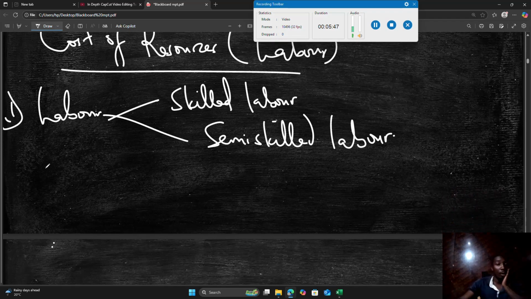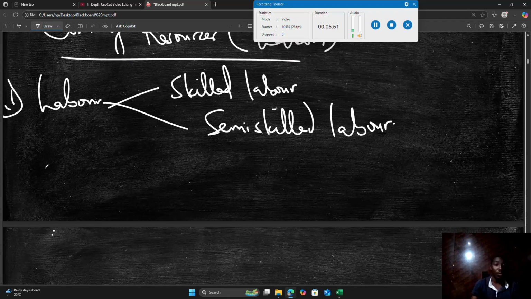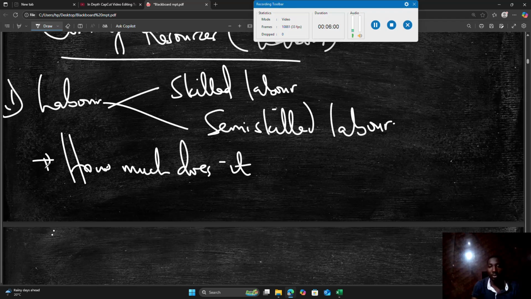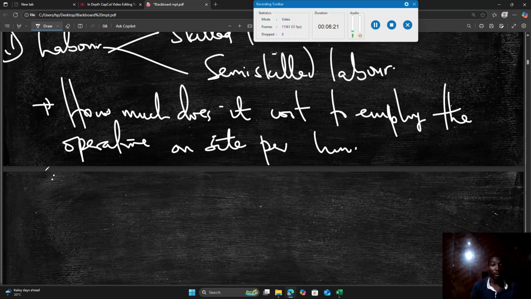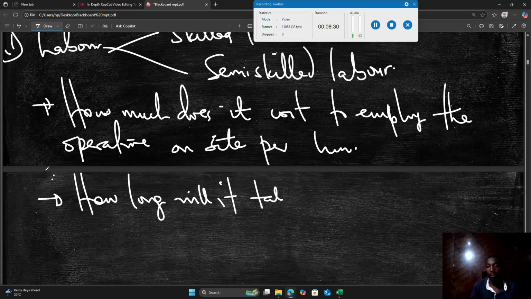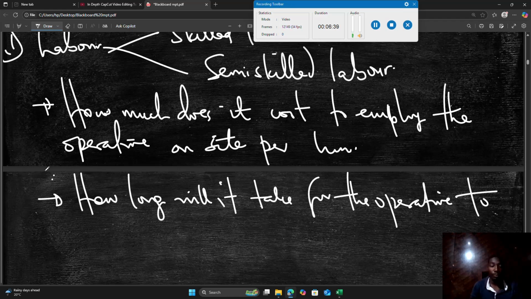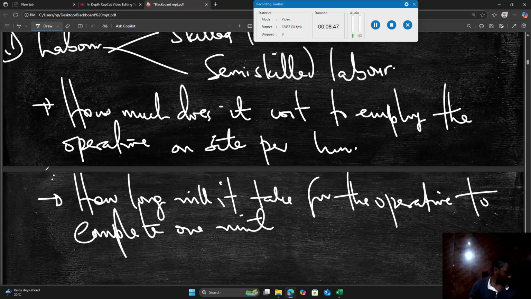So now, when we look at the cost of labor, we are looking at exactly how much it costs to employ the operative on site per hour, and also looking at how long, in terms of time, it will take for the operative to complete one unit of a building operation.